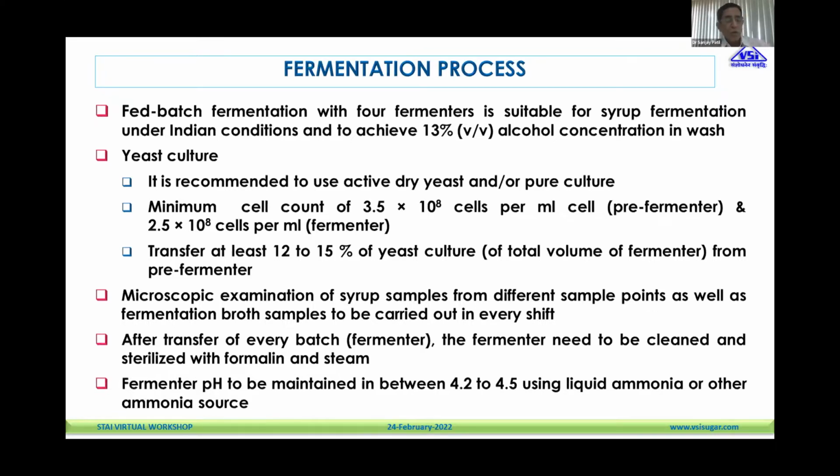You have to do routine microscopic examination by withdrawing samples from different points as well as the fermentation broth sample in every shift to see the level of the contamination. And after transfer of every batch of fermenter, the fermenter needs to be properly cleaned and sterilized with formalin and steam. The fermenter pH is to be maintained between 4.2 to 4.5 using either liquid ammonia or other ammonia source.